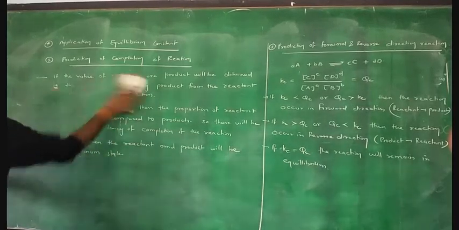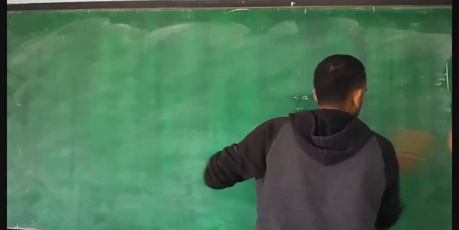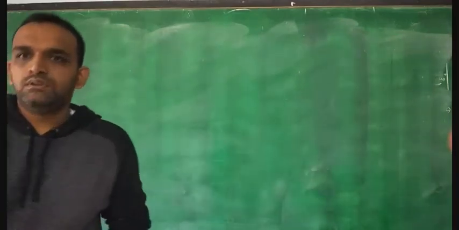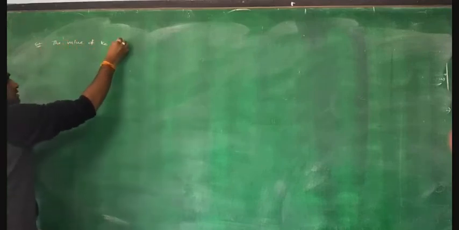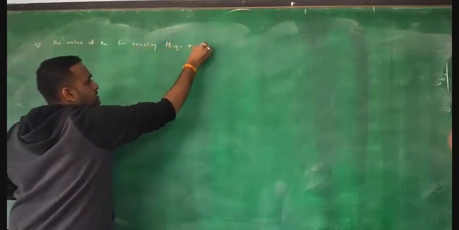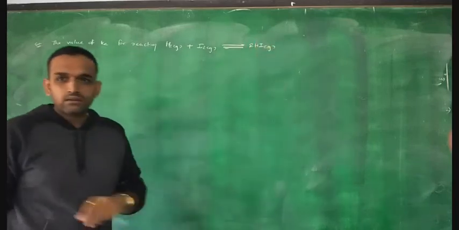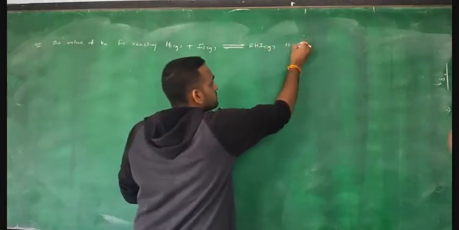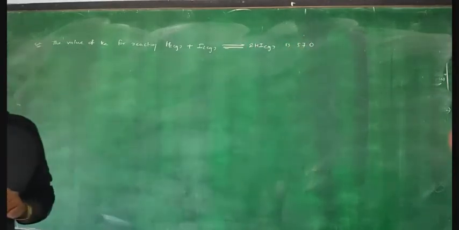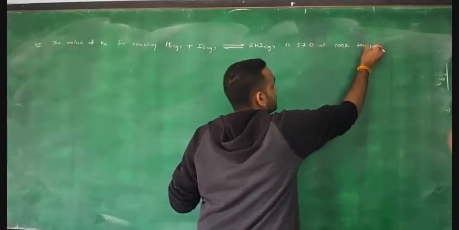चलो अब हम एग्जांपल देखते हैं. The value of Kc for the reaction H2 gas plus I2 gas gives twice HI gas is 57, right? And at 700 Kelvin temperature.